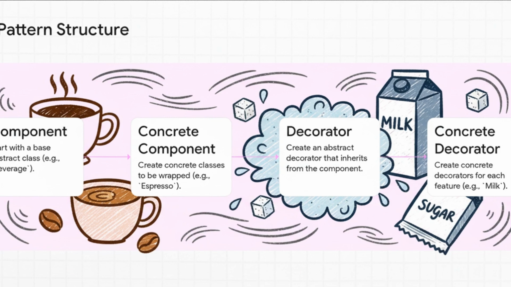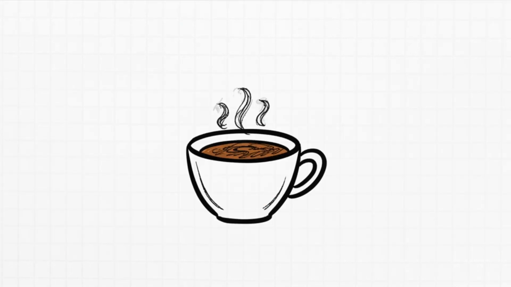Then you have your concrete components. These are the actual simple objects you want to add stuff to, like espresso or latte. The magic really begins with the abstract decorator, which also acts like a beverage, but secretly holds a reference to another beverage. And finally, you have your concrete decorators, like milk and sugar, for every feature you want to be able to add. So let's watch it happen.